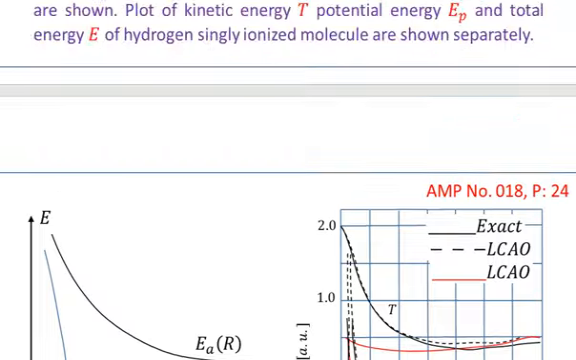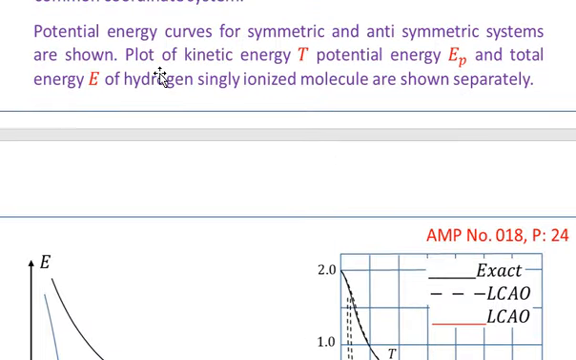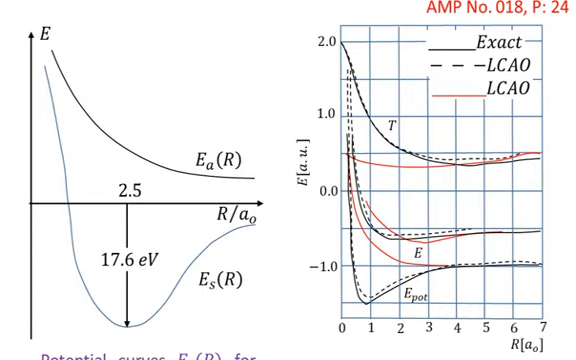And in the previous paragraph, I have also given the plot. I have also said that the plot of kinetic energy T, potential energy EP, and the total energy E of the hydrogen singly ionized molecule are shown separately. So here I have plotted the total kinetic energy capital T, potential energy E pot, and this E is the total energy of the molecule. And for each curve, I have given three plots. One is the exact plot.